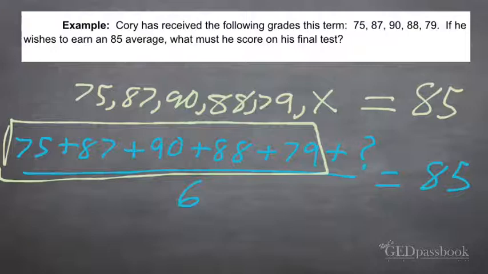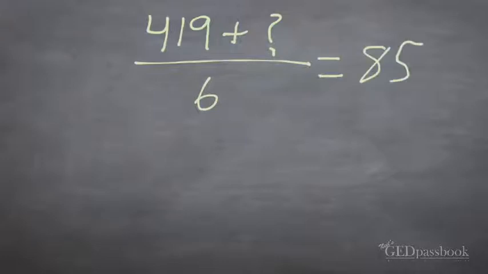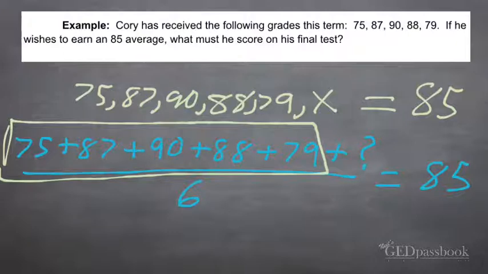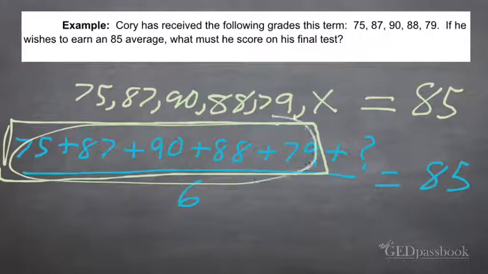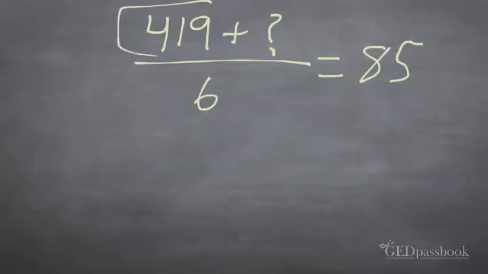419, close. So, all of that has become, I'm going to switch to a blank slide, but I'll still rewrite it. All of that has become 419 plus my question mark, divided by 6, equals 85, right? Do you guys see that? Are we all following along? So you just made it into a formula? Yes. All of this right here was added up to 419. We're following everything so far?